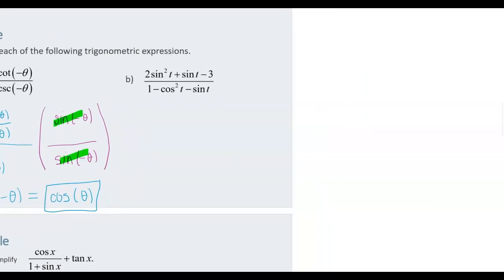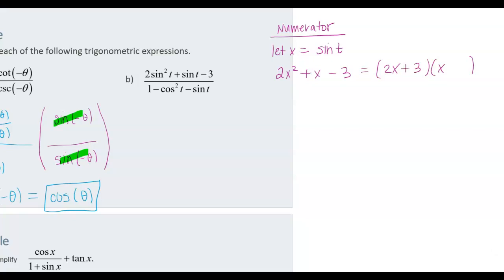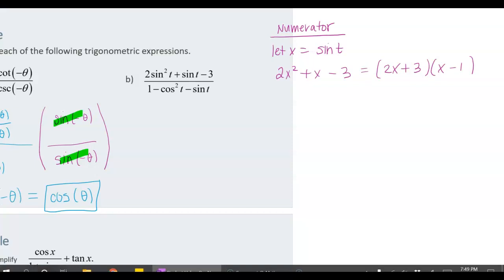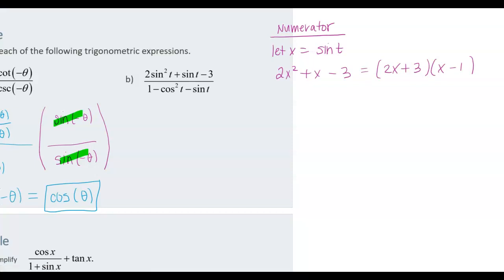I'm going to do a little variable change. Let's let x be the sine of t. I'm just looking at the numerator first. So instead I'm going to write this as 2x squared plus x minus 3. So that makes it easier for me to think about the factorization of this. So I've got, I think I'm going to put a 3 here. This will be a plus, and then minus 1. Let's see if that works. It'll give me a plus 3 and a minus. Yeah, that's going to work. So that's the factorization of that.